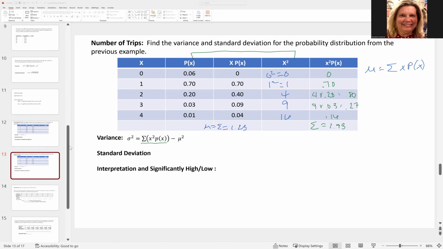Okay, off to my calculation. So my standard deviation is the square root of the sum of x squared p of x, which is 1.93, minus the mean squared. So let's do that on the calculator. If I round it, I'm going with 0.65.